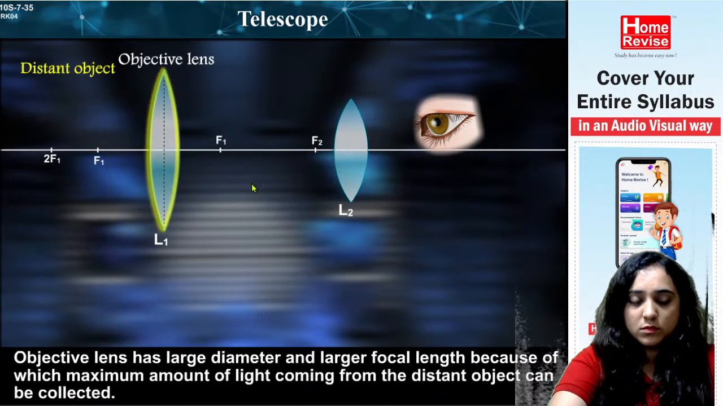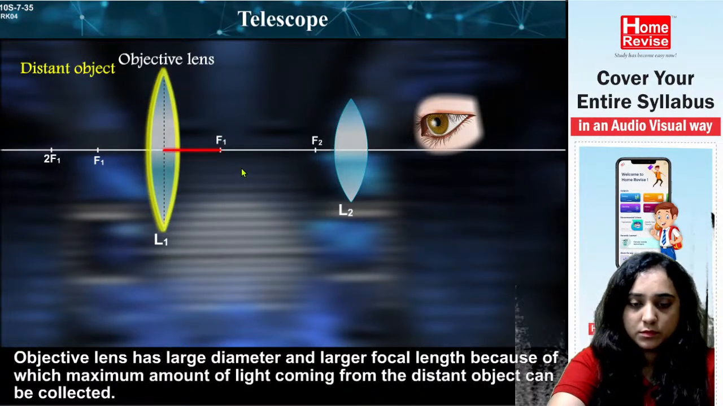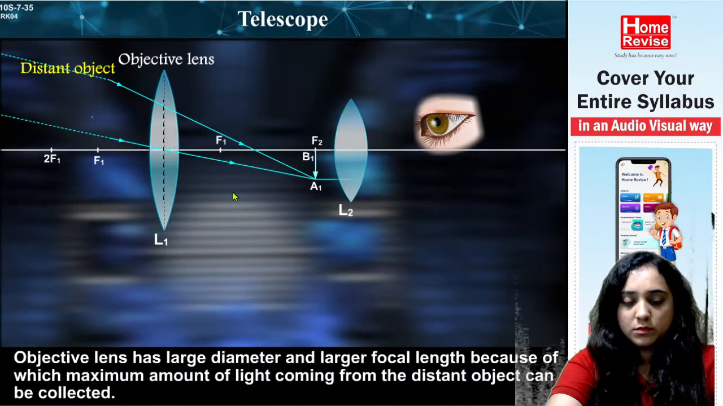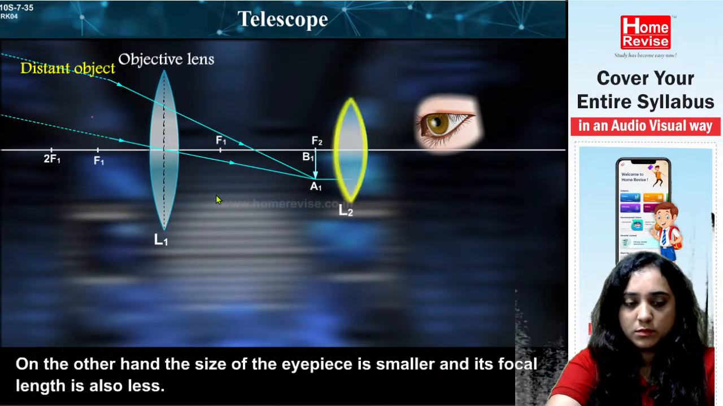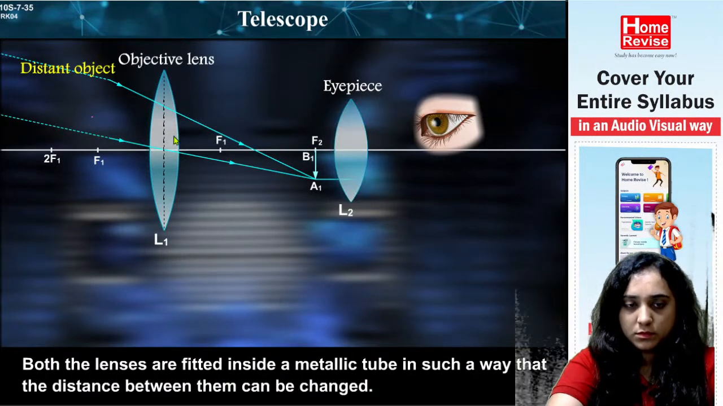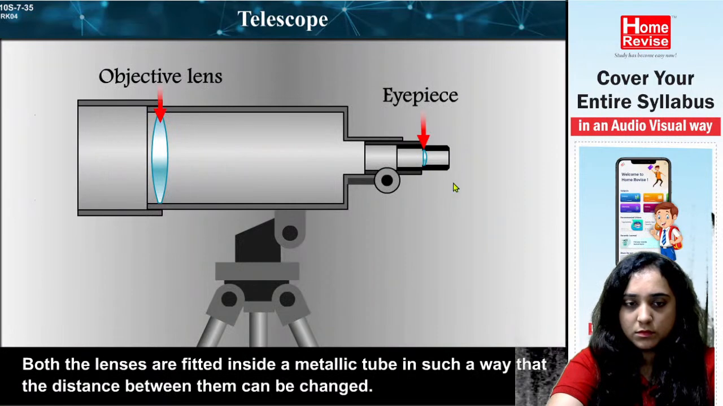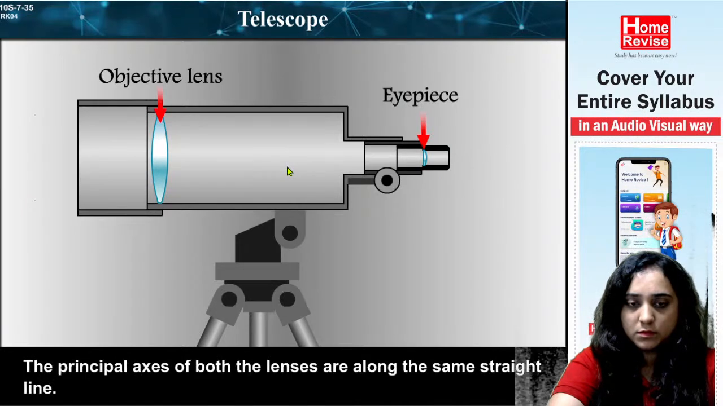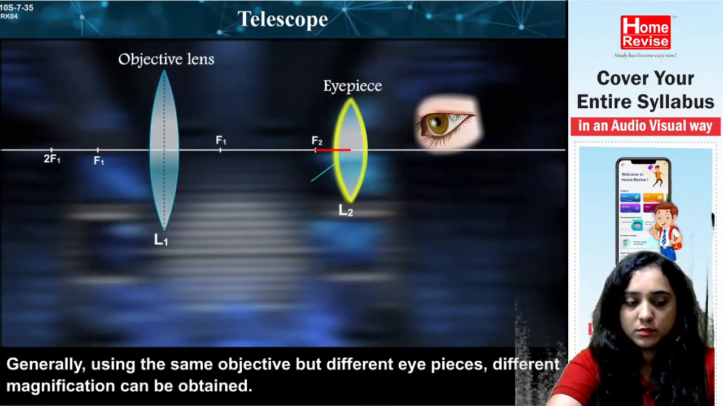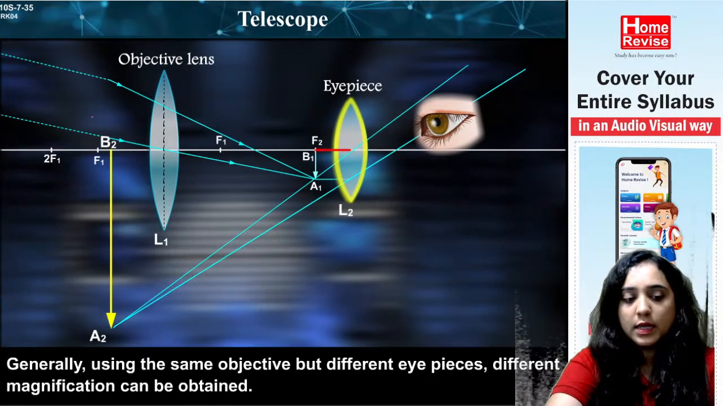Objective lens has large diameter and larger focal length, because of which the maximum amount of light coming from the distant object can be collected. On the other hand, the size of the eyepiece is smaller and its focal length is also less. Both the lenses are fitted inside a metallic tube in such a way that the distance between them can be changed. The principal axes of both the lenses are along the same straight line. Generally, using the same objective but different eyepieces, different magnification can be obtained.